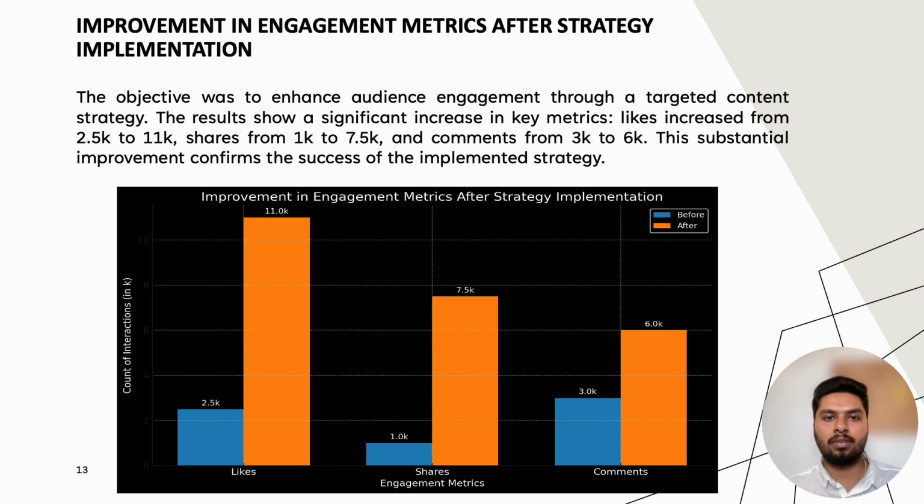The numbers speak for themselves. Before the implementation of our new strategy, on average we had 2,500 likes, 1,000 shares and 3,000 comments on our posts. After the change, likes jumped to 11,000, shares to 7,500 and comments to 6,000. This dramatic increase is a testament to the power of targeted content and effective digital marketing. It shows that by understanding our audience better and tailoring our content to meet their needs, we can achieve significant improvement in engagement. This is not just about numbers, it's about building a community around the Leaf Bucket brand, where customers feel connected and engaged.